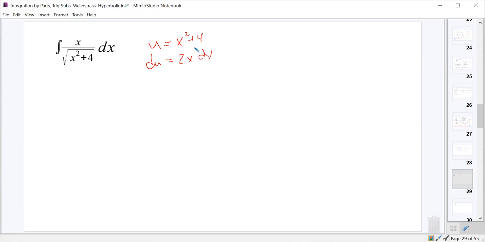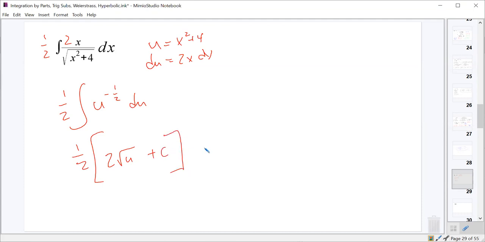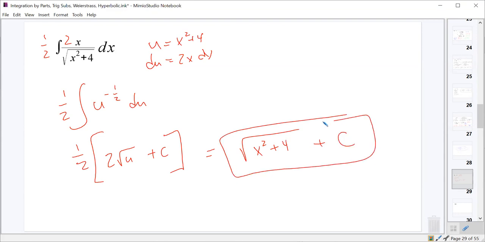du is 2x dx, so x dx is 1/2 du. That gives 1/2 the integral of u to the negative 1/2 du, which ought to give us 1/2 of what? 2 root u plus our constant, or root x squared plus 4 plus our constant. That's probably a lot quicker than doing it with the trig substitution, yeah?